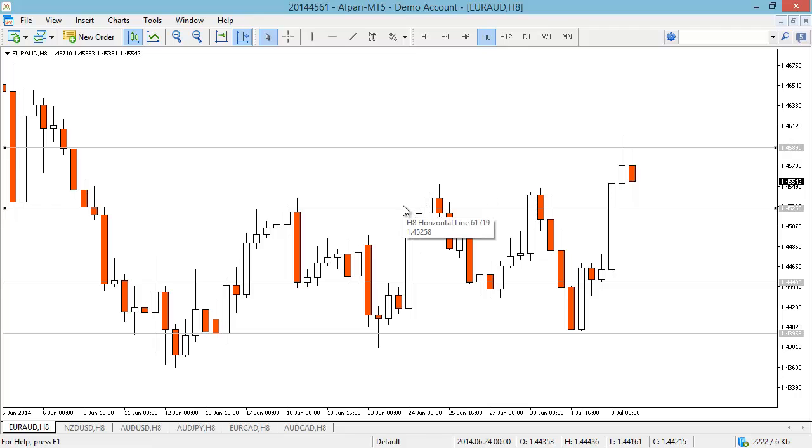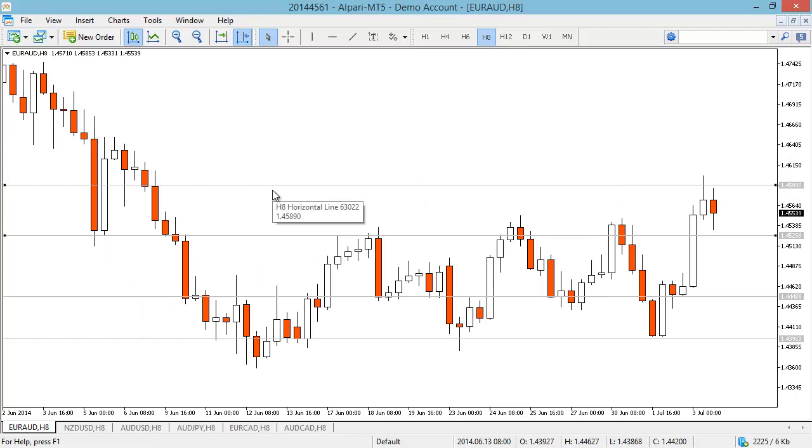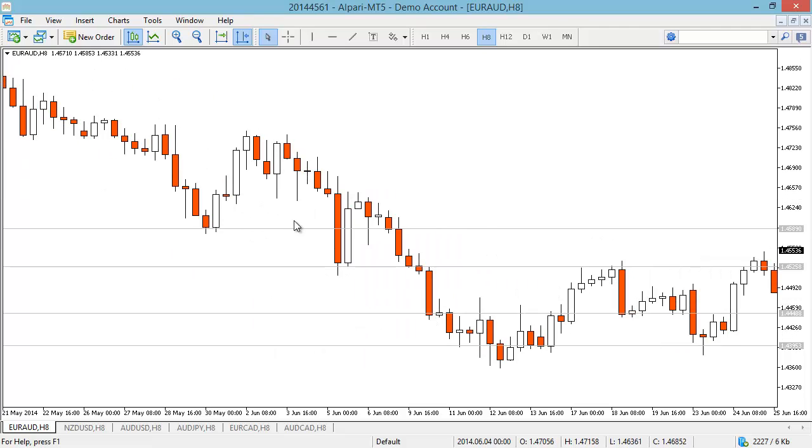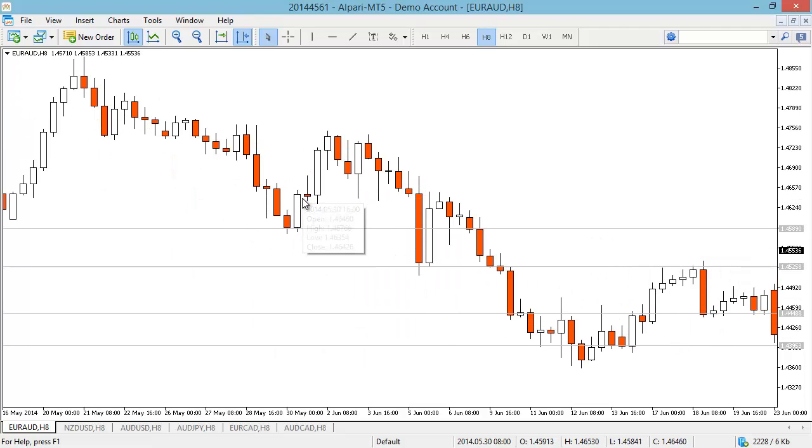Now again, for those of you who are late joining, what we're doing right now is we're placing support resistance areas based on recent bounces. These are not confirmed support resistance areas. We're just placing them based on what we see. We still need to confirm that these are actually real support resistance areas, that they're accurate.